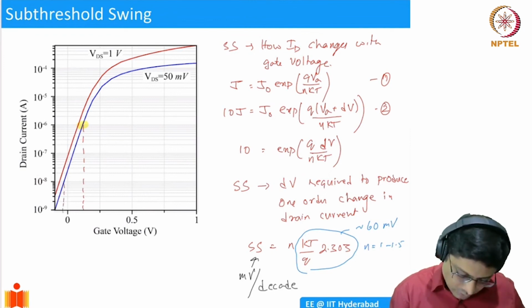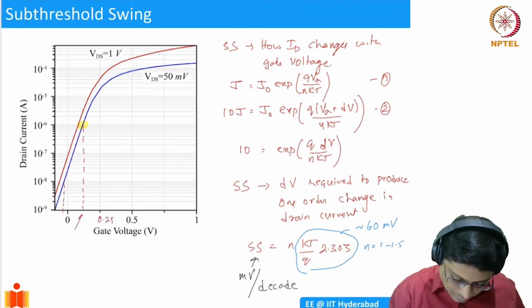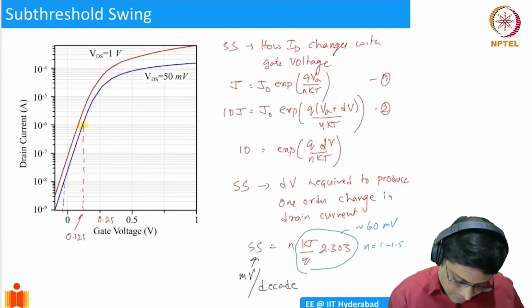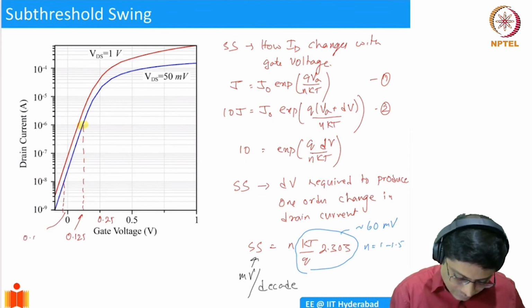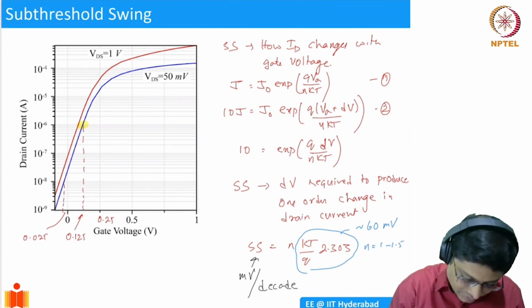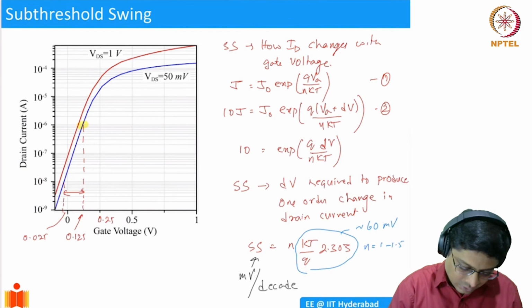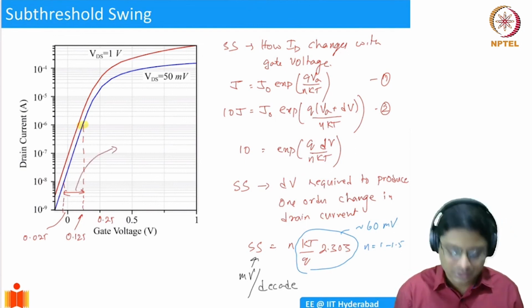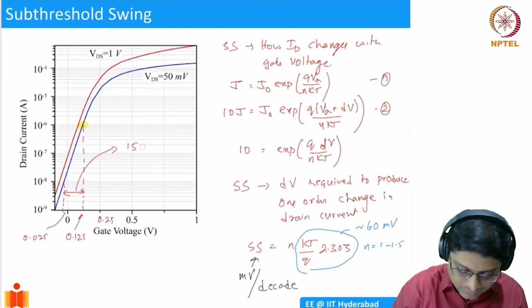Okay. So this is 0.25 here. So I'll say this is 0.125. And this will be, I don't know, I'll just approximate it by 0.025. Okay. I'm trying to find out the distance here between these 2 points. In the X direction, this is going to be equal to 125 and 25. So 150 millivolts, I'll say.